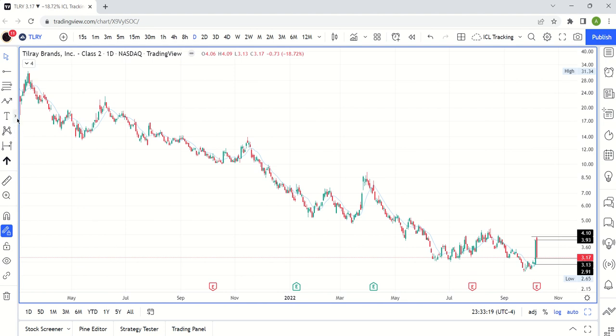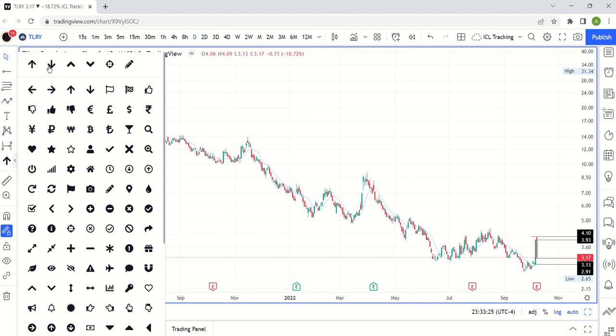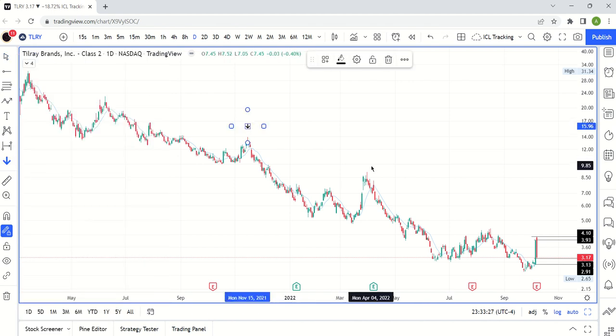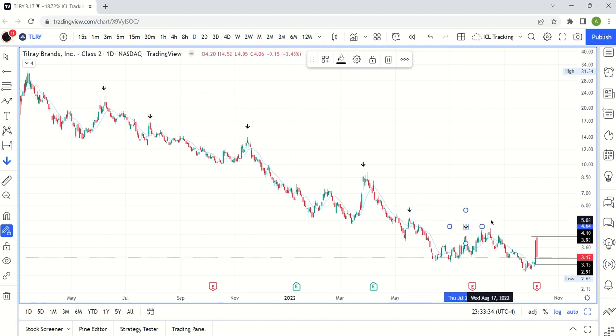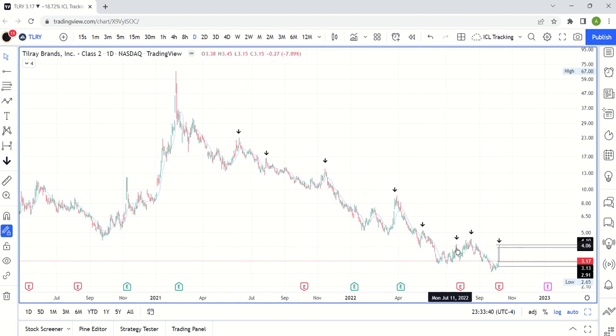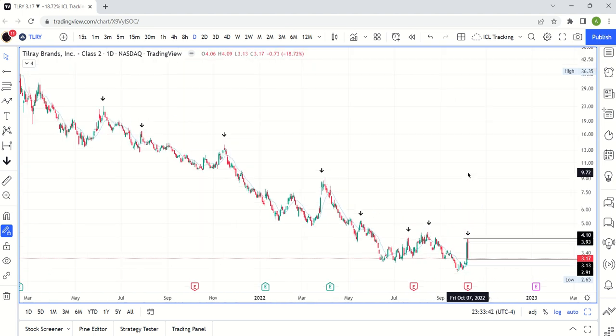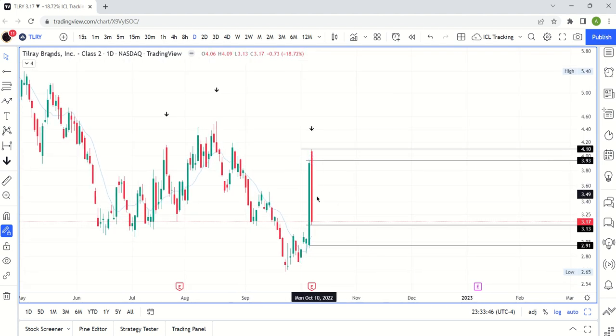Another way to think about it is by drawing a little arrow. You can see these little points where price pops up. And that could just become another one of them, another point along the way where price pops up and just fails to follow through. And that's what we're starting to see here.